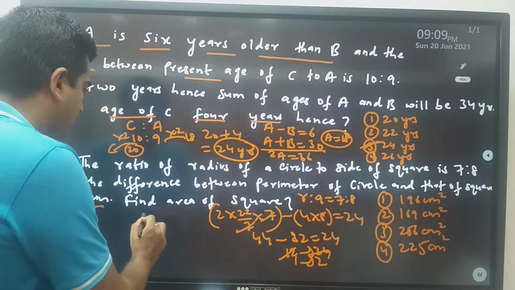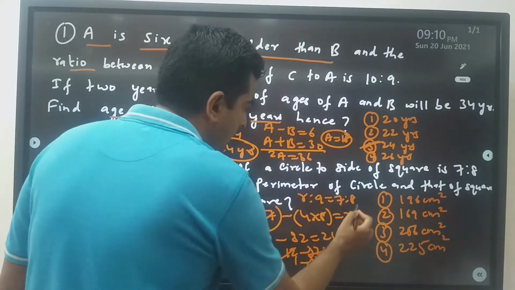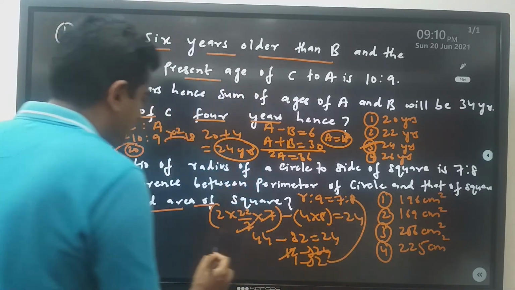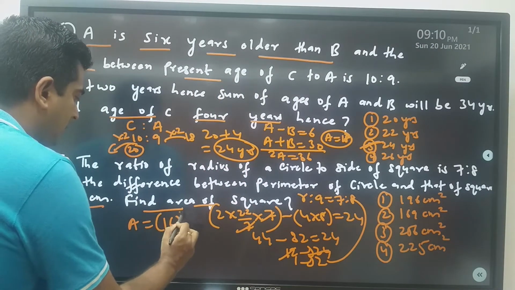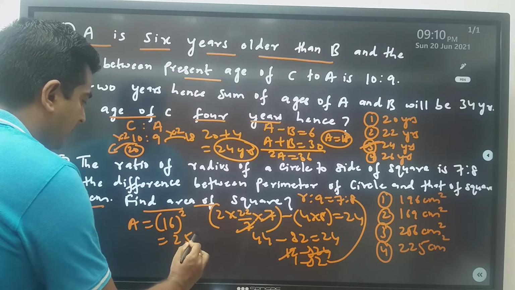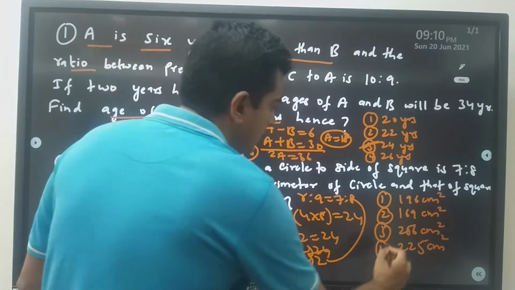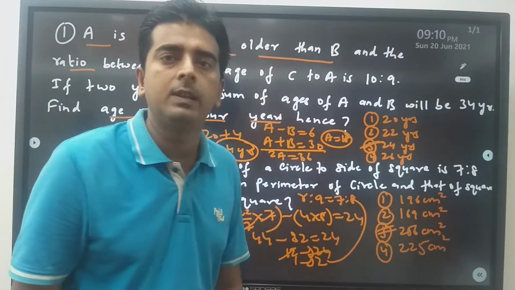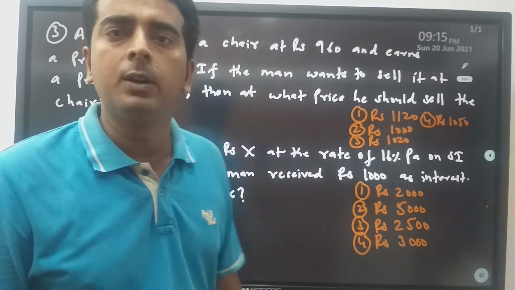So what they are asking? Find the area of a square. That means we have to calculate the side first. So 1 part is 2. 8 parts is how much? 16. So what is the area of a square? Side square. 16 square. What is the answer? 256 centimeter square, which is nothing but the third option. My answer is the third option. So I hope you are clear with the previous question. Now we will see the third one.